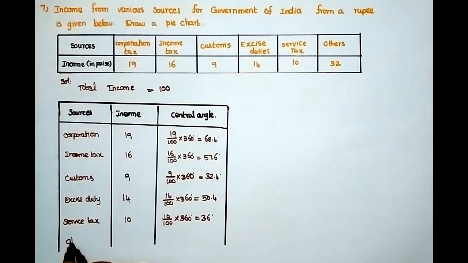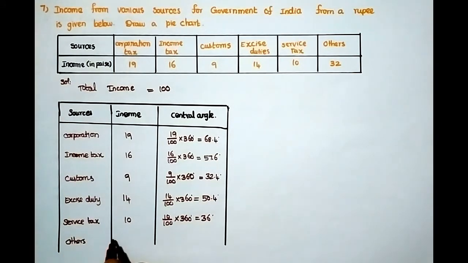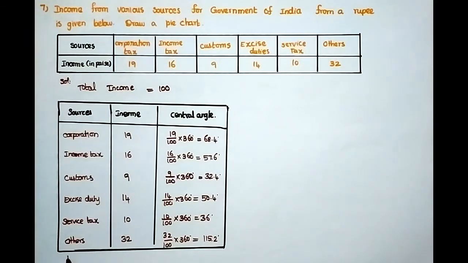Next one, others. How much? That is 32. So 32 divided by 100 into 360 means we get 115.2 degree. Total, here 100 and here 360 degree.